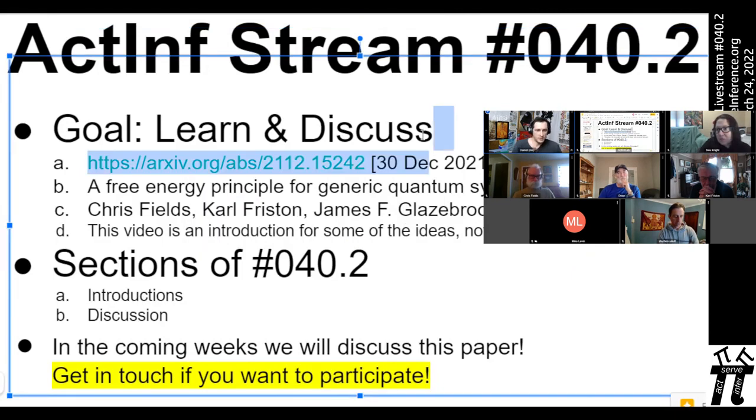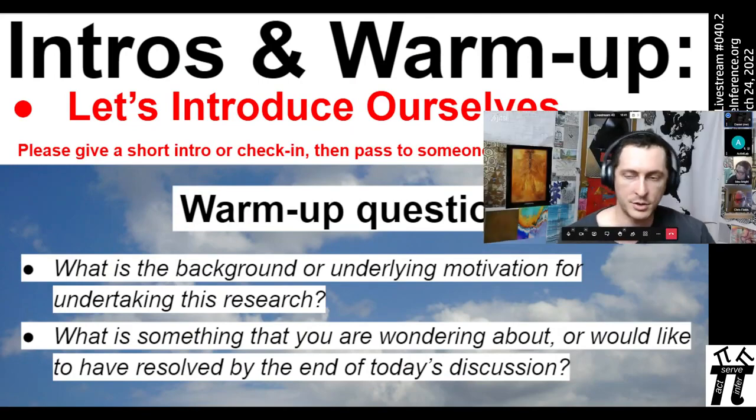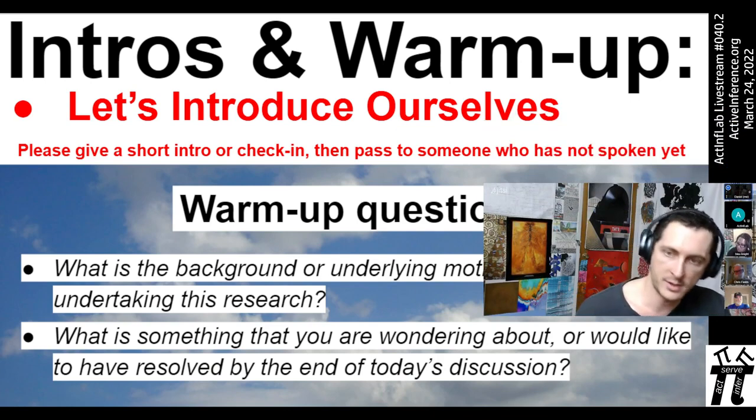Today in 40.2, we are continuing to learn and discuss this awesome paper, A Free Energy Principle for Generic Quantum Systems by Fields, Friston, Glazebrook, and Levin. We're really appreciative to have several of the authors joining us today. In this .2, we're just going to have introductions and then jump right in to several of the notes that we left for ourselves from last time and see where else it goes. Anyone can write a comment in the live chat and we'll pick up with some threads that were left unspooled in the .1 and see where we get in the .2. So I'm Daniel, I'm a researcher in California and I will pass it to Dean.